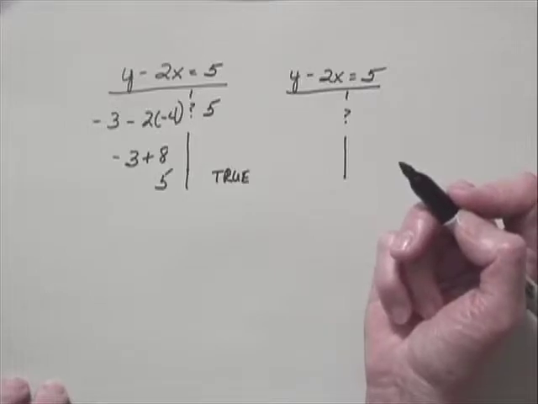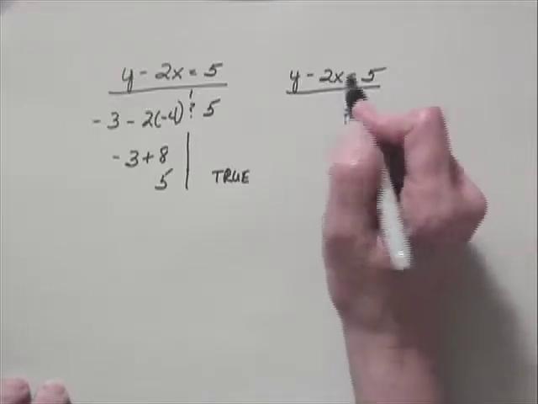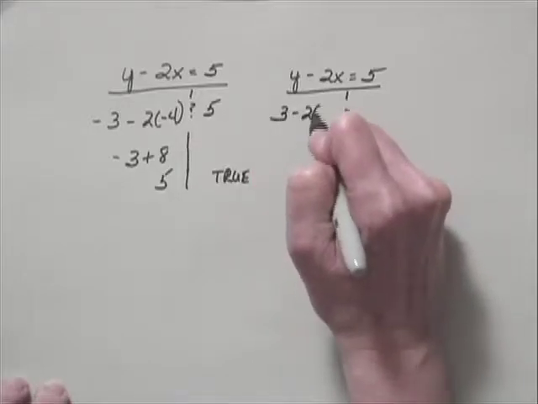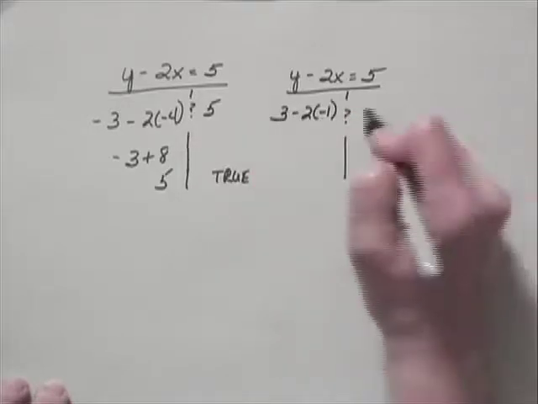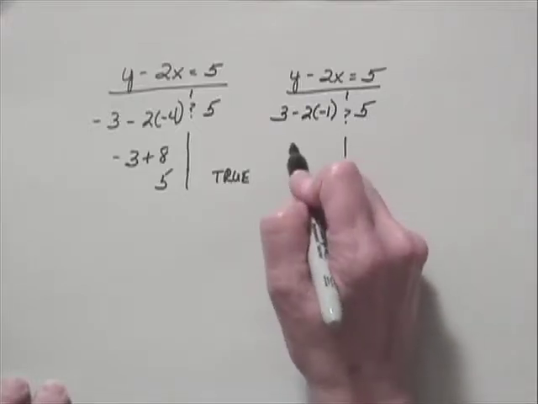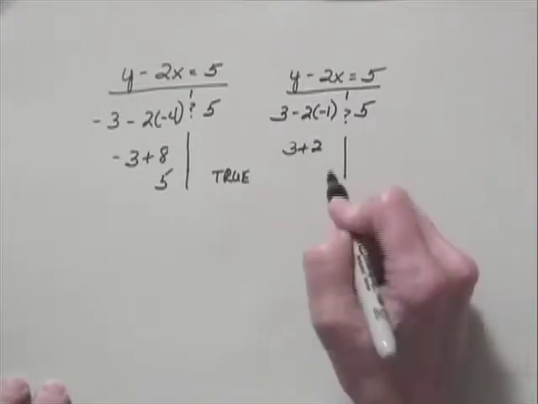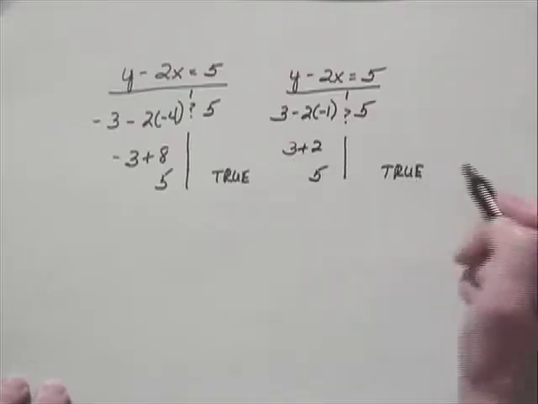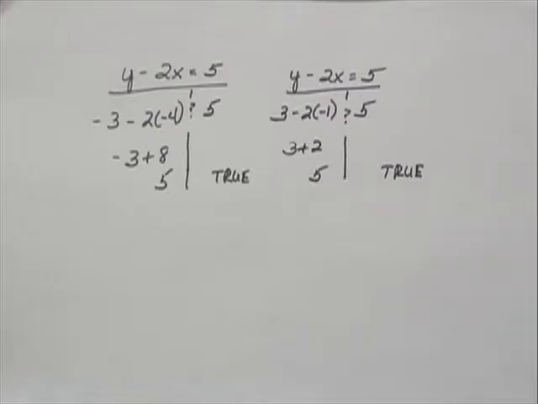Now let's look at the point (-1, 3). I'll substitute 3 for y and -1 for x, and we're asking again, is this equal to 5? Here on the left side I have 3 plus 2, and that is equal to 5. So this is also a true statement, and that tells us that both points are solutions of the equation.